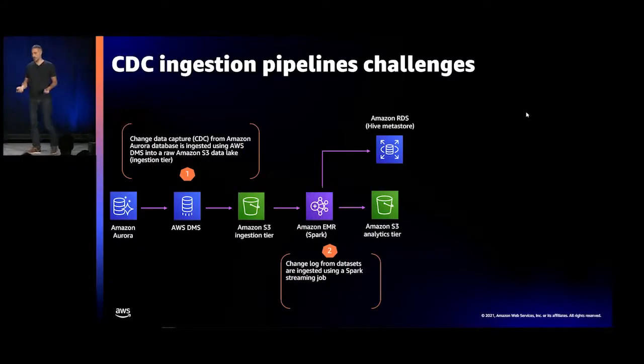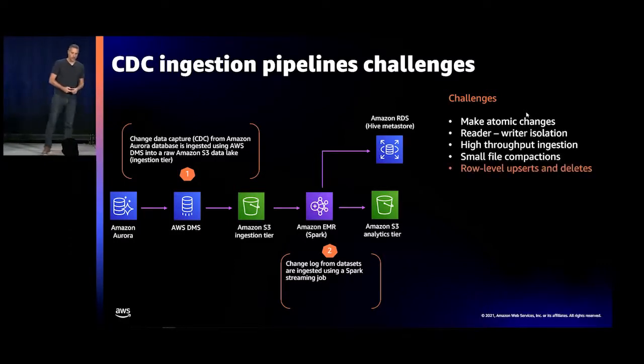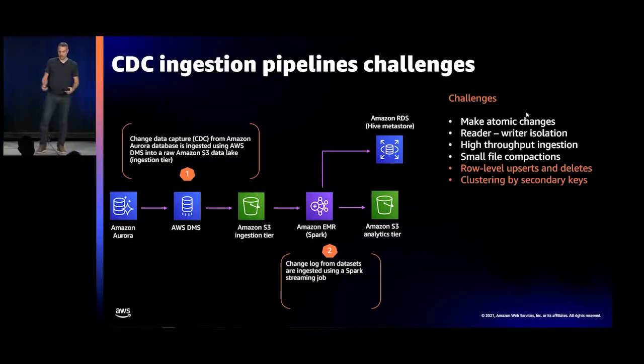Another example is the CDC ingestion pipeline. You are ingesting some data from a changelog in an operational database, like Aurora, using AWS DMS. And then you have this Spark job that processes the data and writes to an analytics tier. So in that case, you have similar challenges, but you also need to support row-level upsert and delete, because you need to propagate changes from the source into the target. And you also need to, of course, cluster by secondary keys, because you need to optimize this workload for consumers.